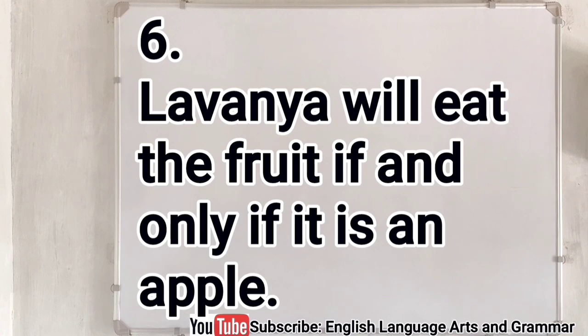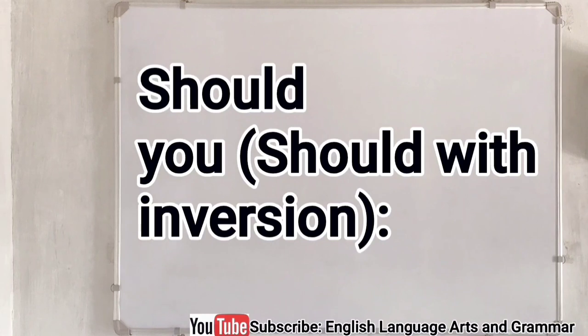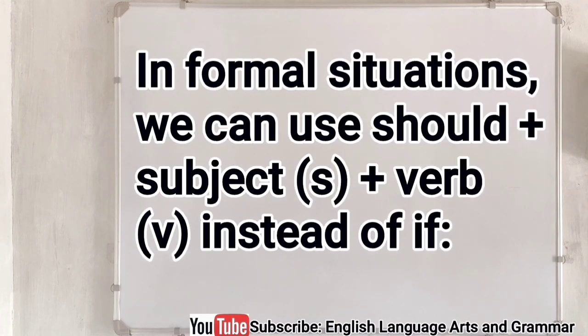Example 6. Lavanya will eat the fruit only if it is an apple. Only if you like classical music, it is worth coming tonight. Let us learn now should you, with inversion, its definition and some examples. It is used in formal situations. We can use should plus subject plus verb instead of if.